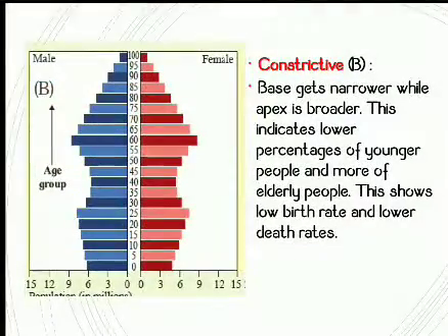Now we'll study the next type of population pyramid, that is constructive. The characteristic of constructive is that the base gets narrower while the apex gets broader. So this indicates a lower percentage of younger people and more elderly people, and this shows a low birth rate and low death rate. So the characteristic of constructive is low birth rate and low death rate.